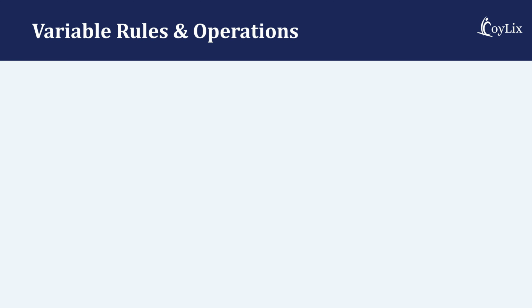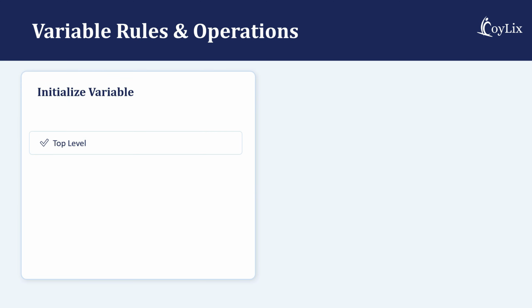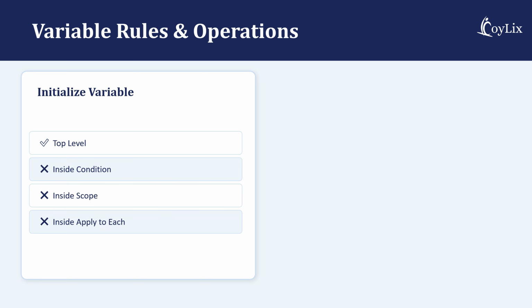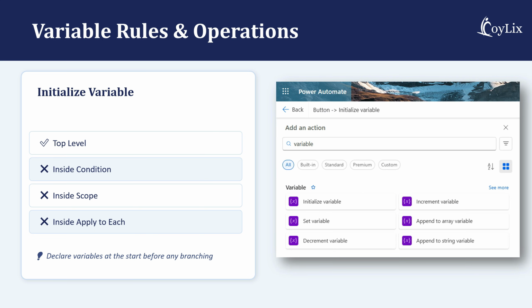Now here is something most people miss. Initialize variable can only be added at the top level of your flow. You can't put it inside a condition, a scope, or an apply to each loop. So whenever you are designing a flow, get into the habit of declaring all your variables right at the start, before any branching logic.